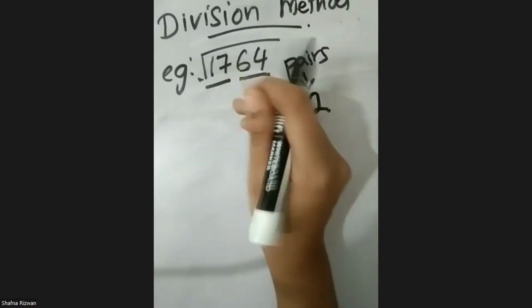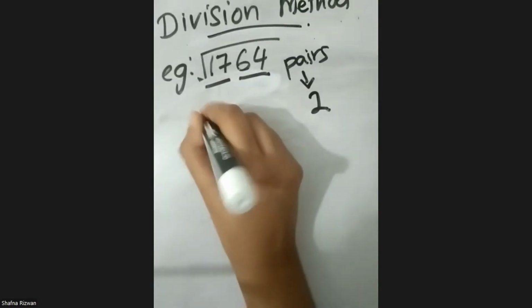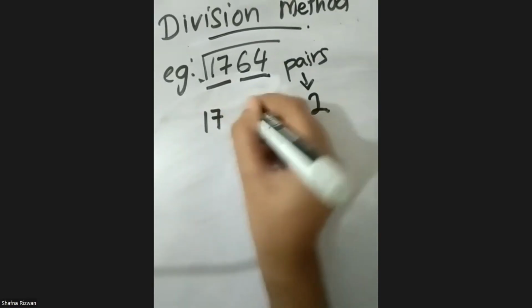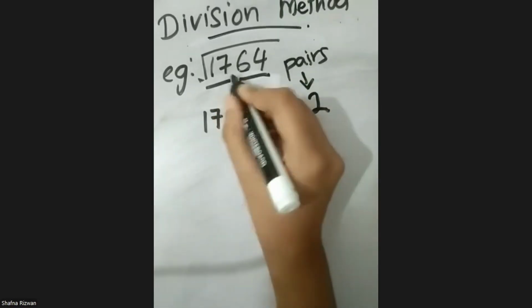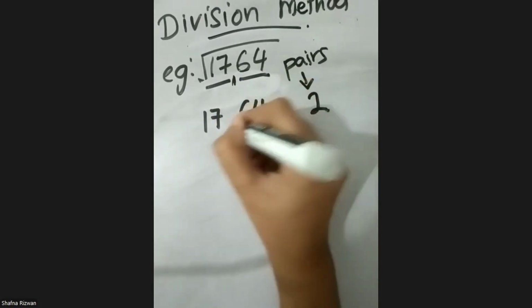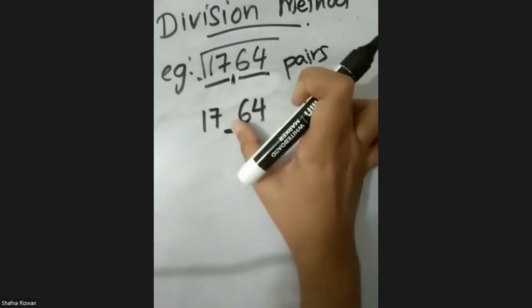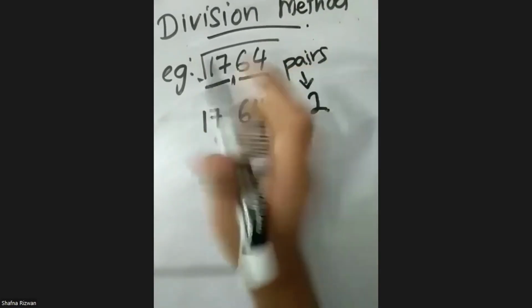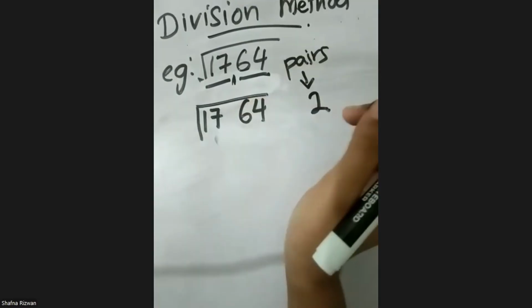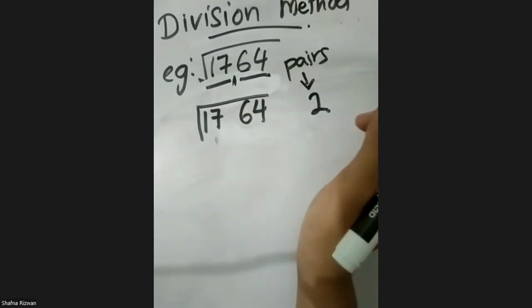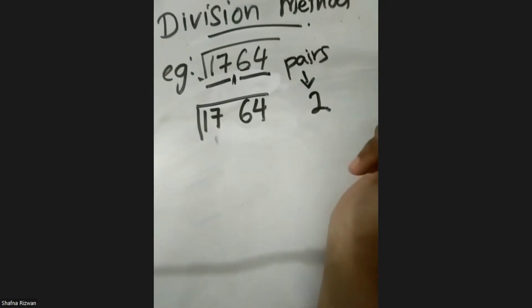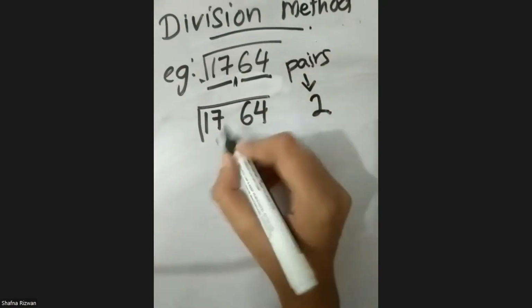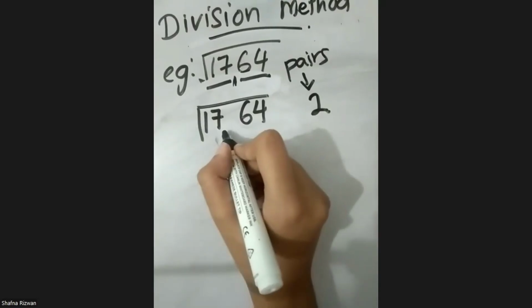Once you pair it, how will you write it? Always remember in the division method, write like this: 17, 64. But when you pair it up, keep a space in between. See, I have kept a space in between, and then I am going to divide it like this. Now let's divide it. Tell me how to divide this. Now you know here the first pair is 17.